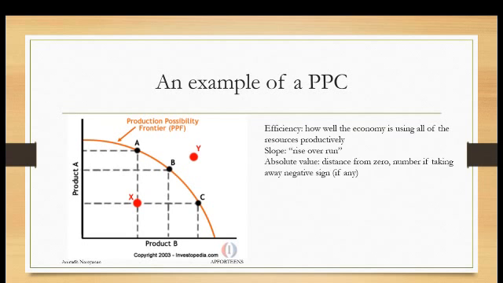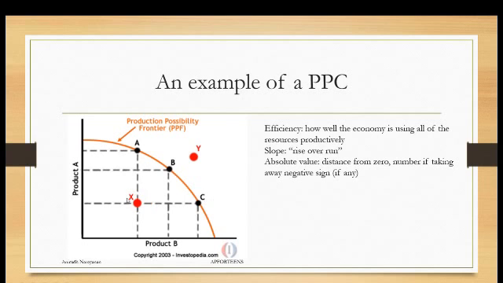Efficiency, slope, and absolute value. Efficiency, as you can see, is how well the economy is using all the resources productively. Slope and absolute value, you should know. If you don't know it, the definitions are to the right, but let's discuss efficiency in depth. An efficient economy in this situation would be anything that's on the line. So point A, point B, and point C are all at maximum efficiency.